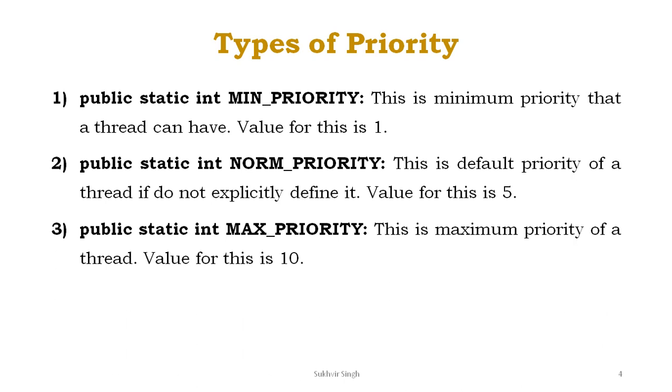And the second priority here is the default priority. If there is no priority set, meaning neither min nor max, then NORM_PRIORITY will be there and the value will be 5.